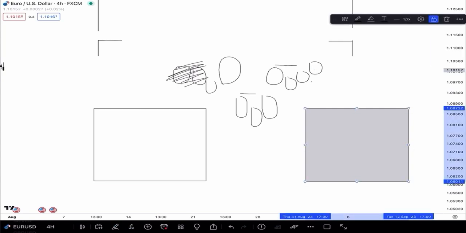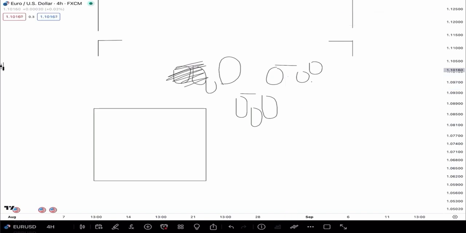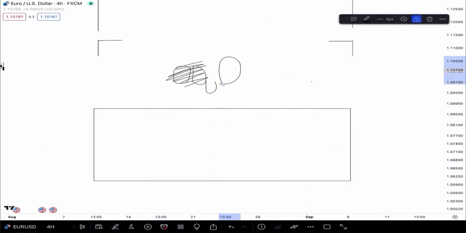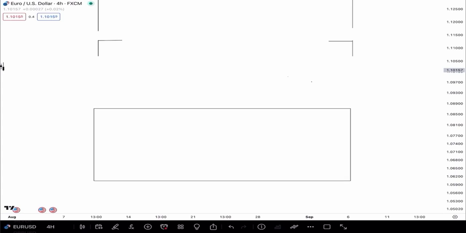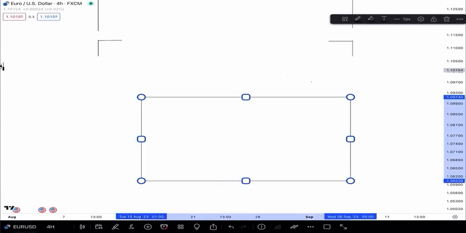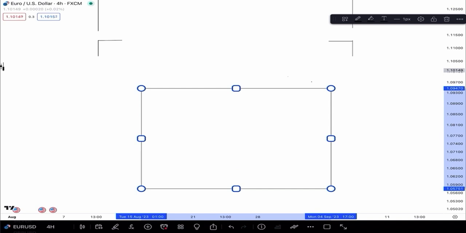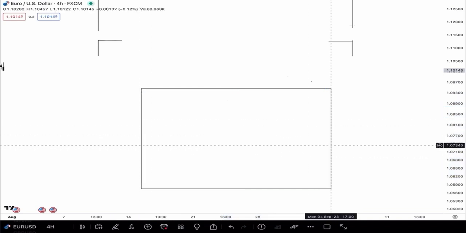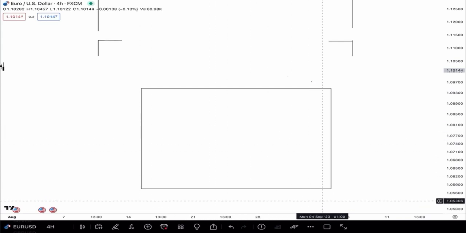Now, let's dissect the OLHC or OHLC. We have two fixed values, and we have two moving variable, continuously changing values. Right? So the open is fixed and the close is fixed. What varies is the high and the low.